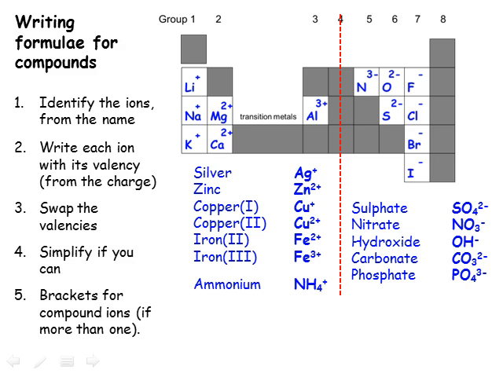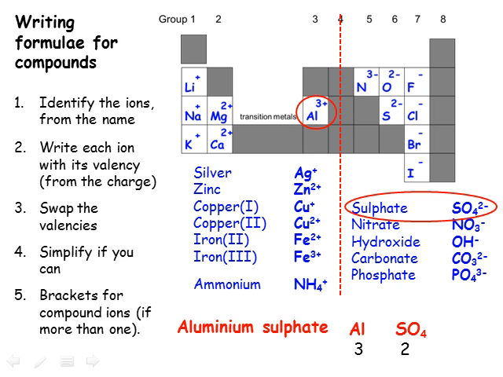Now we'll try an example that gives a more complicated looking formula, even though the method is the same. We want the formula for aluminium sulfate, so we'll need the aluminium ion with a valency of 3 and the sulfate ion with a valency of 2. Swapping the numbers tells us that we need 2 aluminium ions and 3 sulfate ions, and we can't simplify the numbers any further. Because the sulfate ion is a compound ion and we need more than one of it, we put it in brackets, and the formula reads Al2(SO4)3.